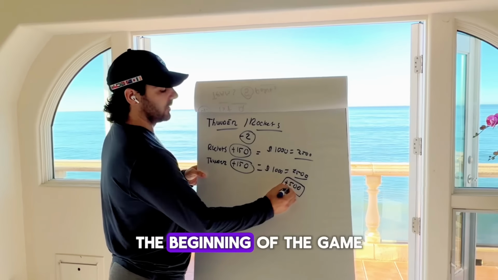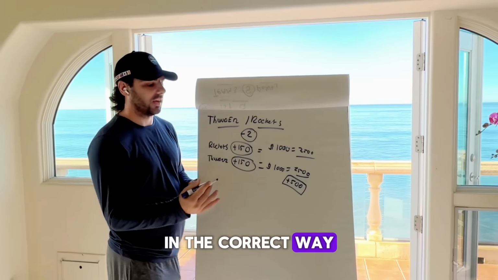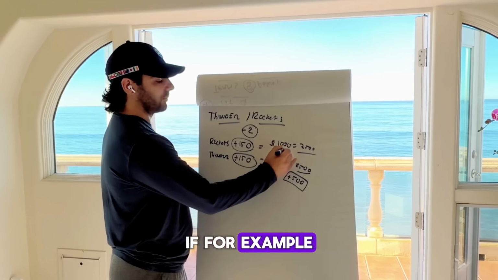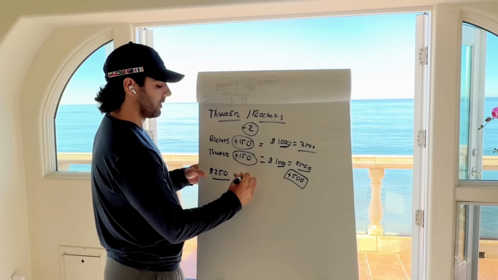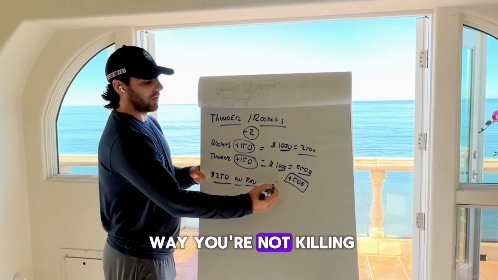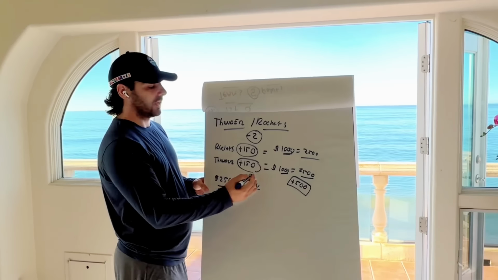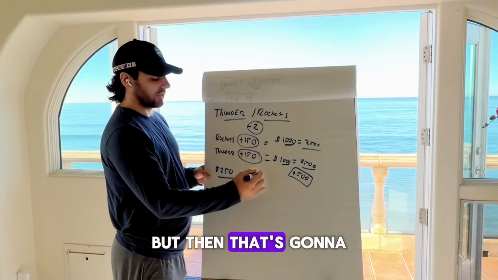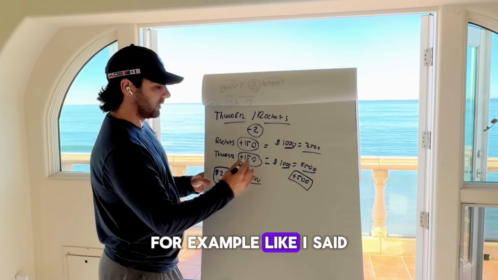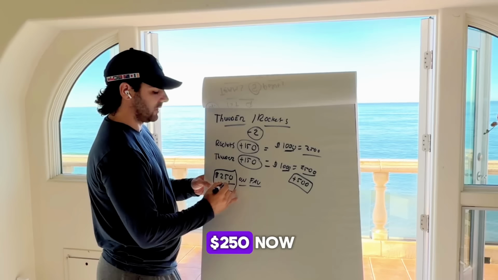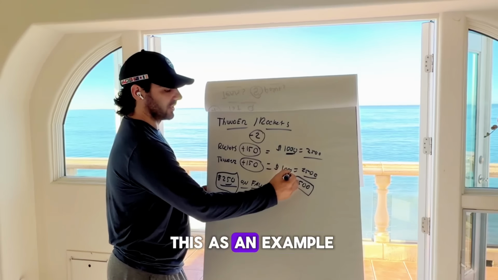Now, again, at the beginning of the game, you bet the favorite pre-game. To ensure that you do it the right way and the correct way, and you still set yourself up for profit, if, for example, like here, you're doing $1,000 a piece, you would only take $250 and put it on that favorite pregame. All right, so that way you're not killing your profit. Because now, if you put $1,000 on the favorite, but then the favorite in the pregame doesn't win the game, yeah, maybe you get a for sure money here, but then that's going to be taken away by that pregame bet. So you're only going to be putting, for example, like I said, if you're doing $1,000 a piece, you'd only be doing $250. Now you adjust this accordingly to what your unit size is and how much you're going to be betting. But I'm just using this as an example, so that way you can see.